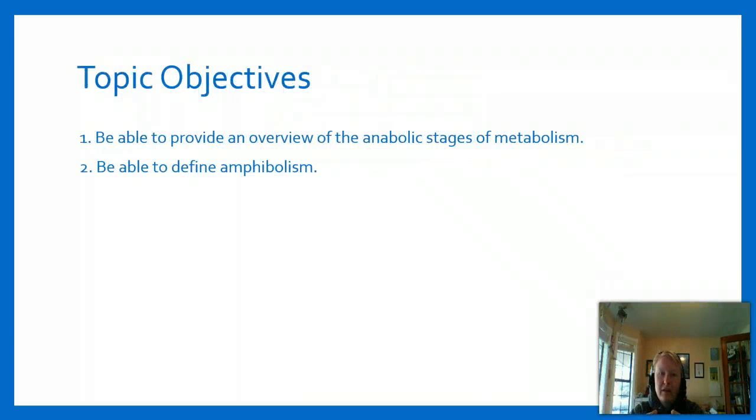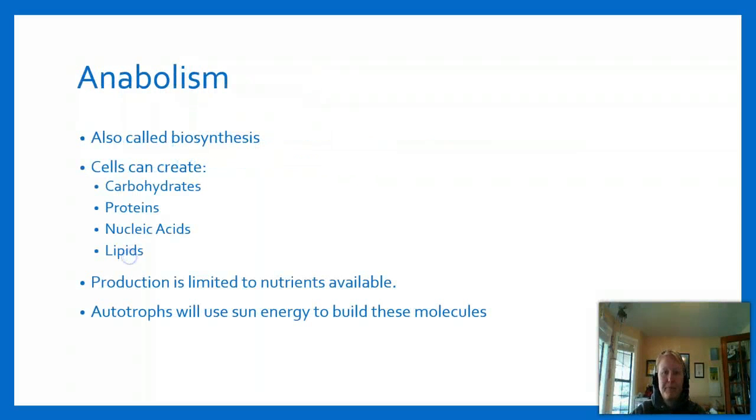So here are our topic objectives. We only have two and they're fairly simple and straightforward. So please review these and let me know if you have any questions when you're done with this topic lecture. So first we have to define what anabolism is.